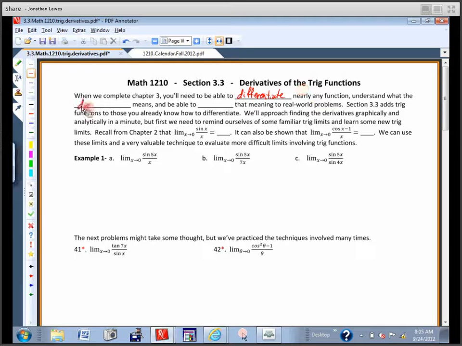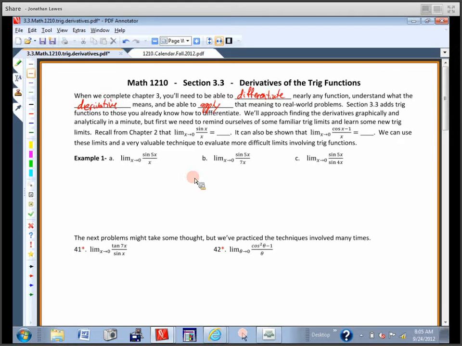Okay, you've got to understand what the derivative means, and you need to be able to apply that and its meaning to real-world problems. So we've done the exponential function. We did product and quotient rules. We did some really simple things like power rule and constant multiple rule and the derivative of a constant is 0 and stuff like that.